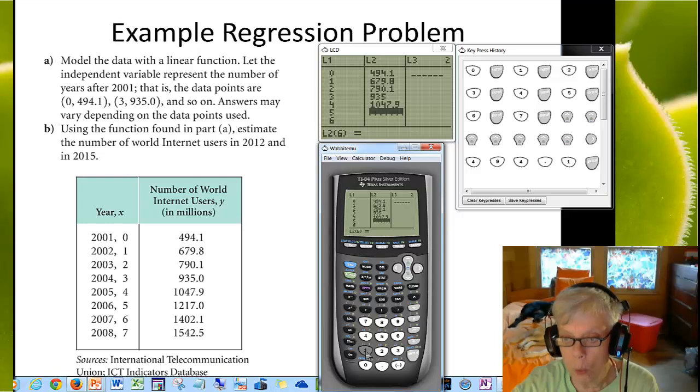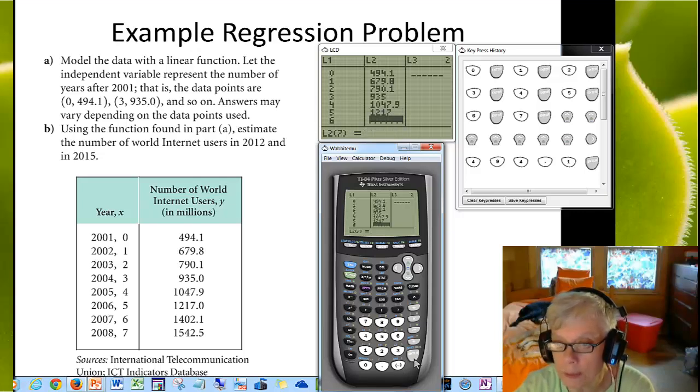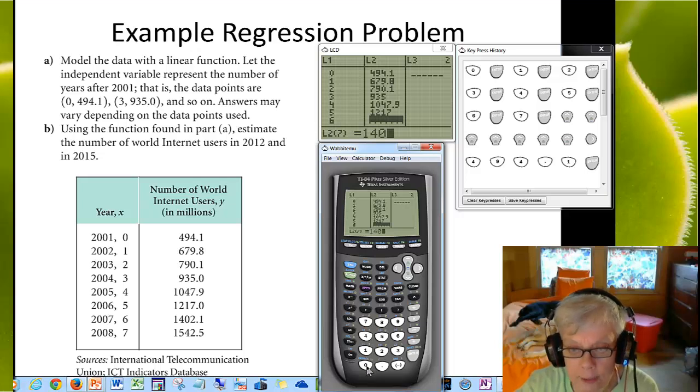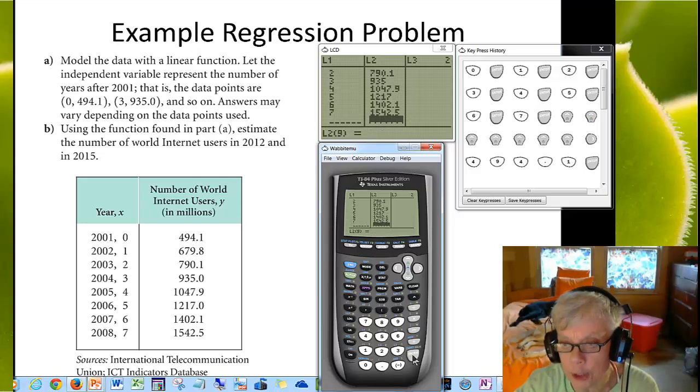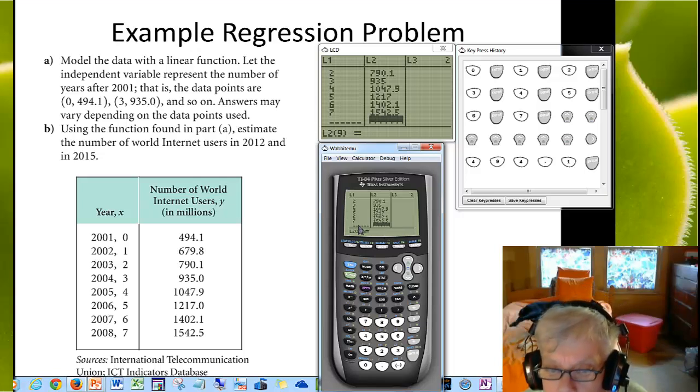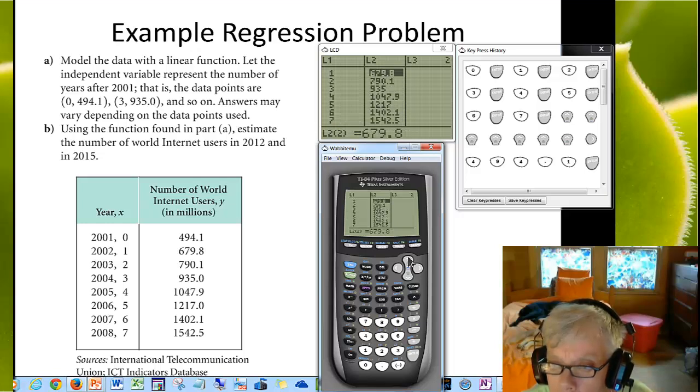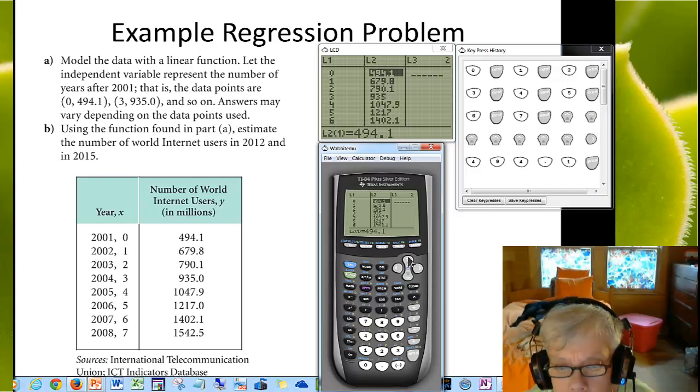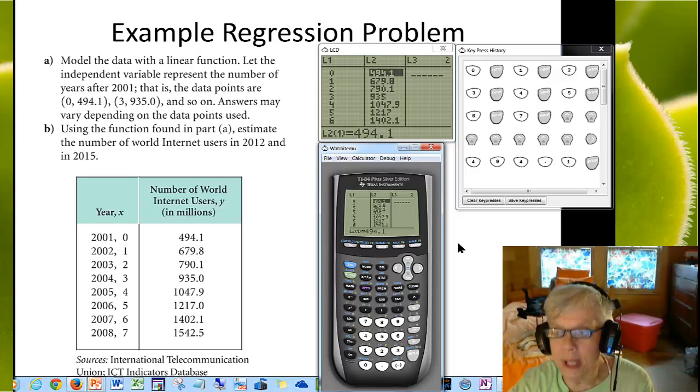1047.9. Enter. 1217.0. You don't need to bother with point 0. 1402.1. Enter, and 1542.5, enter. Now, hopefully, I did all this right, although I never trust myself too much. So I double check. I'm going to go up, up, up. And 679.8 and 494.1. Yes! All right, we are ready for the next step. Go ahead, pause the video, write down the keystrokes, and I'll be back.